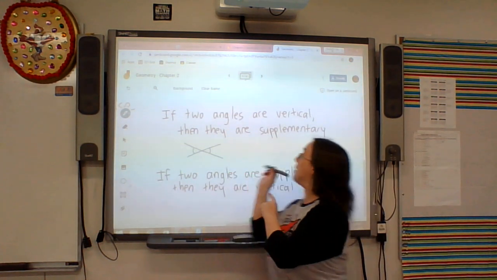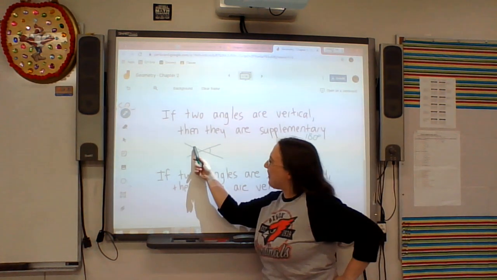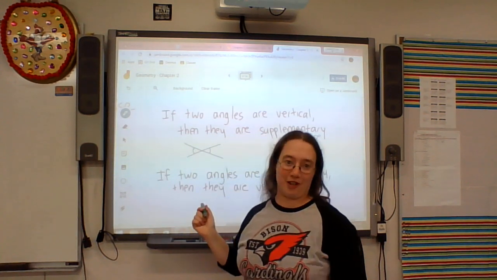And supplementary, remember, means they add up to 180 degrees. So even just looking at that, that looks pretty acute to me. That looks pretty acute to me. So I think we drew a counterexample right there.